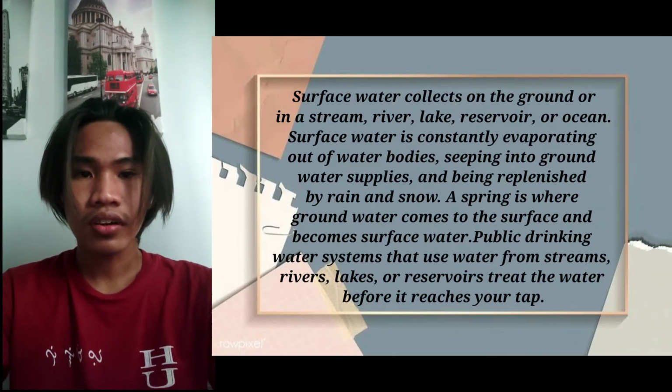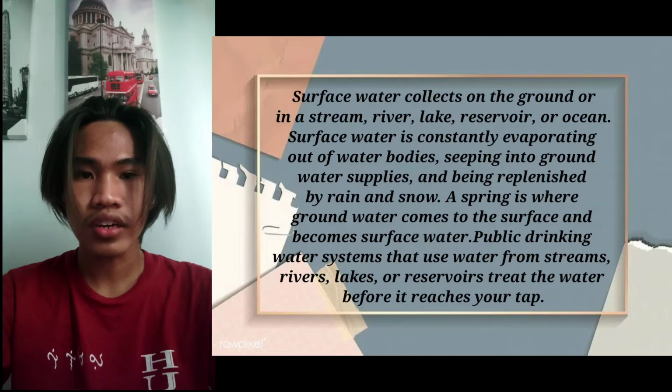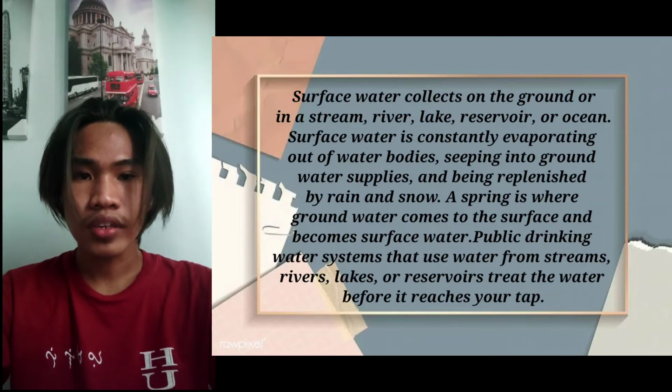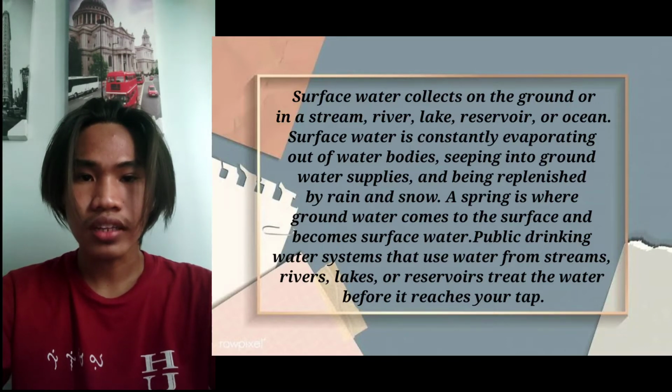Surface water collects on the ground or in a stream, river, lake, reservoir, or ocean. Surface water is constantly evaporating out of water bodies, seeping into groundwater supplies, and being replenished by rain and snow. A spring is where groundwater comes to the surface and becomes surface water. Public drinking water systems that use water from streams, rivers, lakes, or reservoirs treat the water before it reaches your tap.